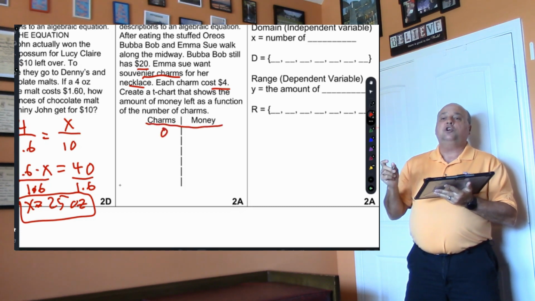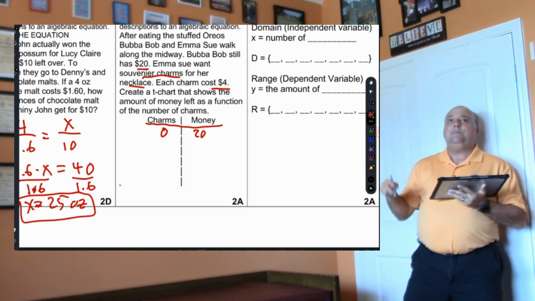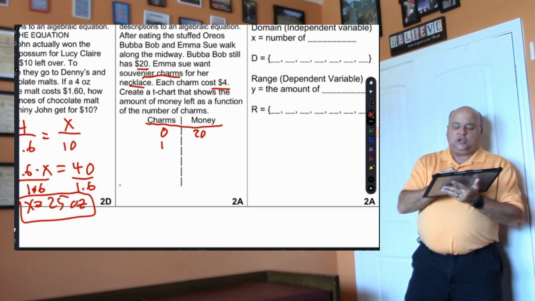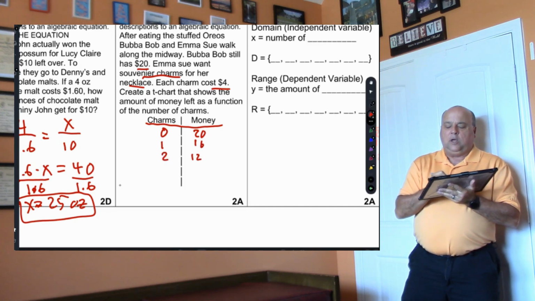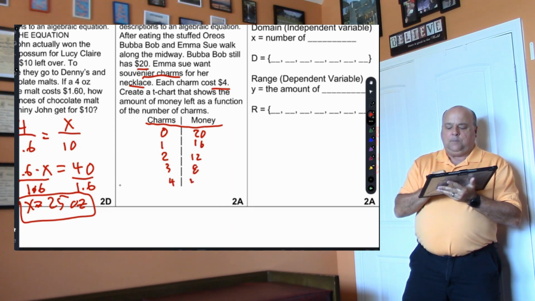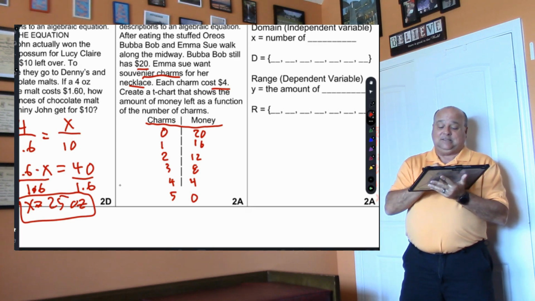So at 0 charms, Bubba Bob still has $20. To make Emma Sue happy, he keeps buying her charms. So at 1 charm, he's going to have $16. 2 will be 12. We just keep subtracting 4, don't we? 3 would be 8. 4 would be 4. And at 5 charms, he has no money left. He is out of money. Happens a lot, guys.